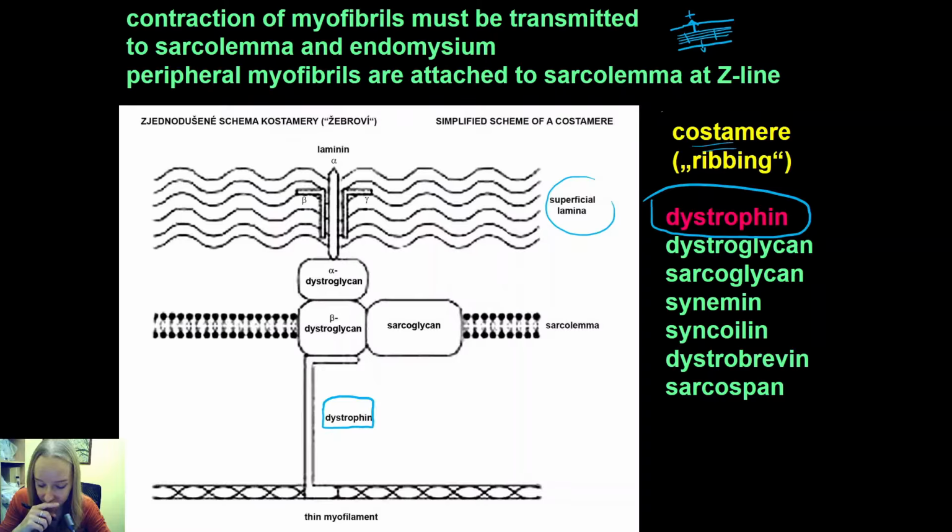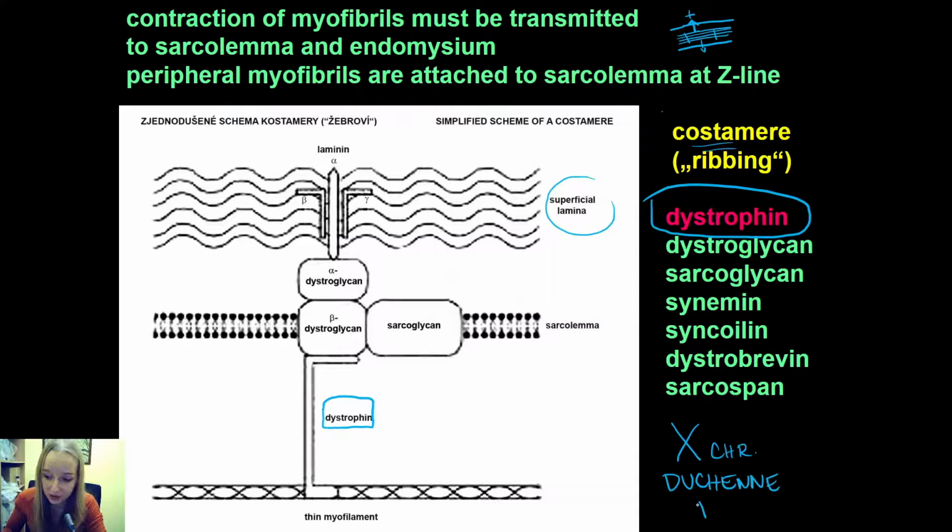And most important is dystrophin, because its gene, the gene that codes for this protein, dystrophin, is located on a sex chromosome, X. X chromosome is located here, this gene. And if that gene is broken, if you don't have dystrophin in your costameres, in these connection things that are very important, it's a disease called Duchenne dystrophy. You probably heard about this very, very bad disease, Duchenne dystrophy.